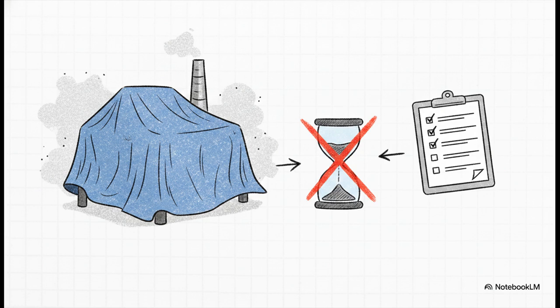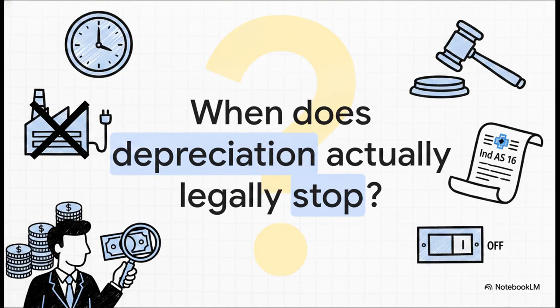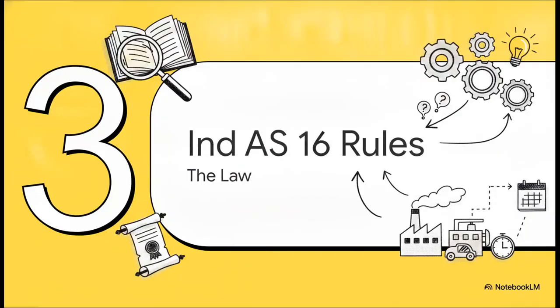Now, I know what you're thinking. On the surface, that sounds somewhat logical, doesn't it? If a machine is just sitting there and you aren't actively using it, why would you keep depreciating it? But hold on a second, because that brings us to the ultimate cliffhanger for any auditor, finance professional, or savvy investor looking at these books. When does that depreciation clock actually legally stop ticking under the standards? Does simply retiring an asset from active use magically flip the switch? Section 3. Decoding Ind AS 16 rules.